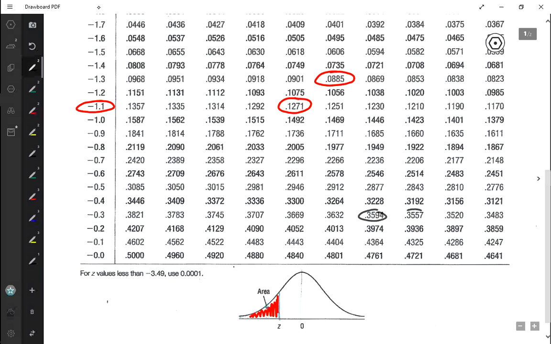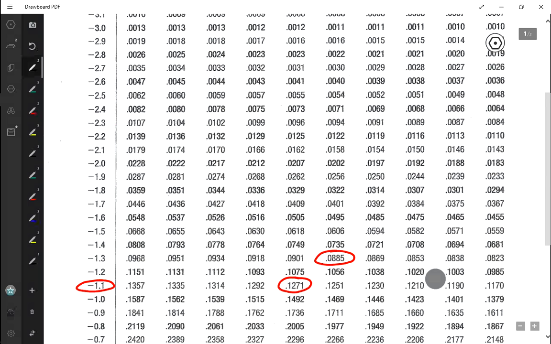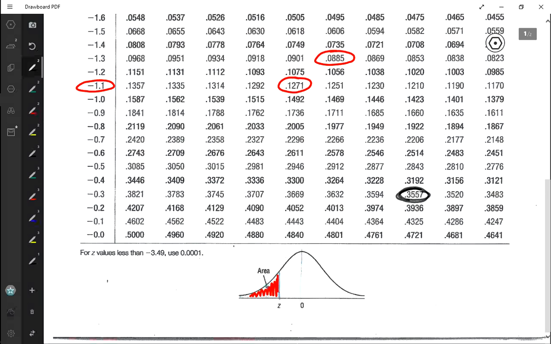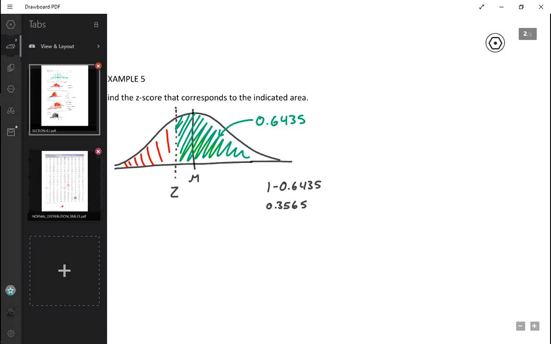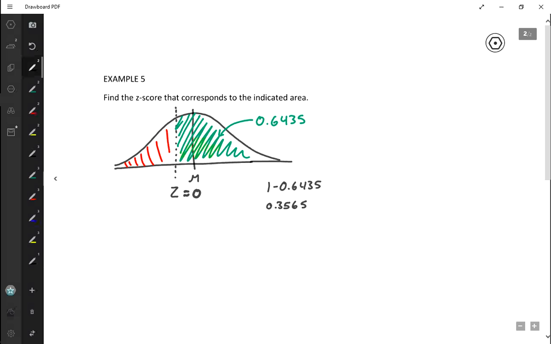0.3565 is somewhere between these two values, isn't it? But 0.3565 is a lot closer to the 5.7 than it is to the 9.4. So what I'm going to do is I'm just going to go with the one that it's closest to. So 0.3565 is that. So negative 0.37. Negative 0.37. So the z-score associated with that area is negative 0.37. So 0.6435, or 64.35% of the data is above, that's this area here that we started with, above a z-score of negative 0.37.